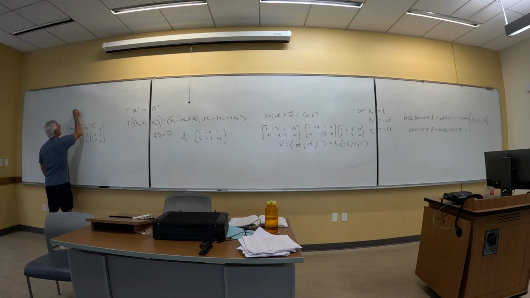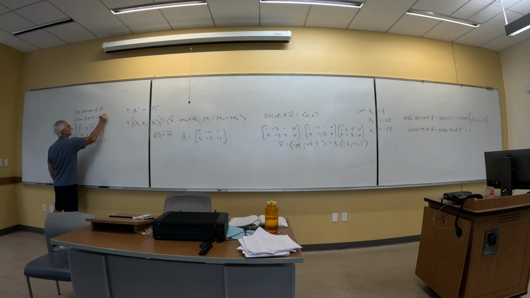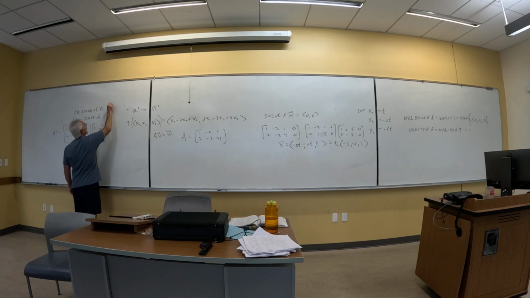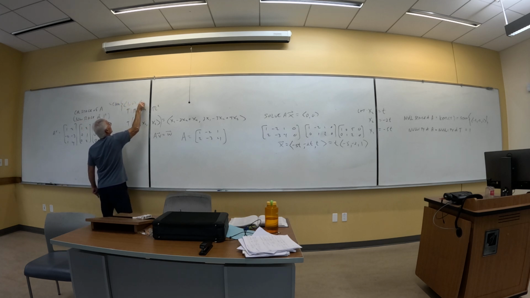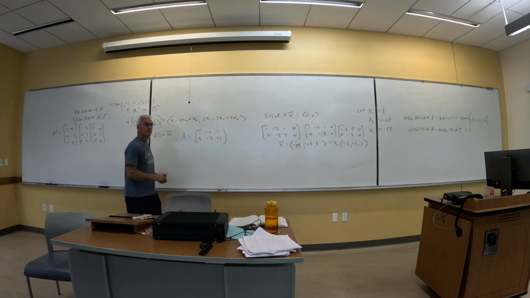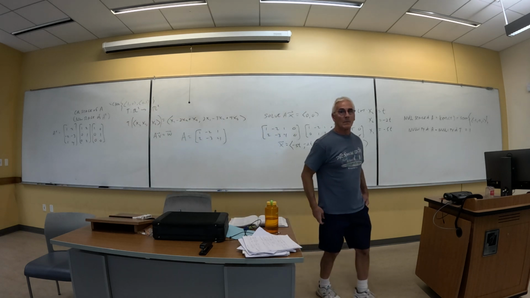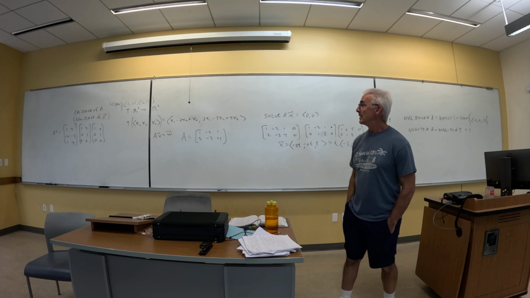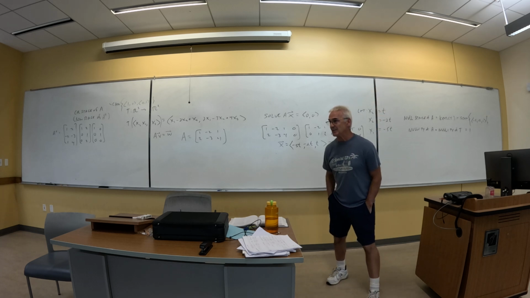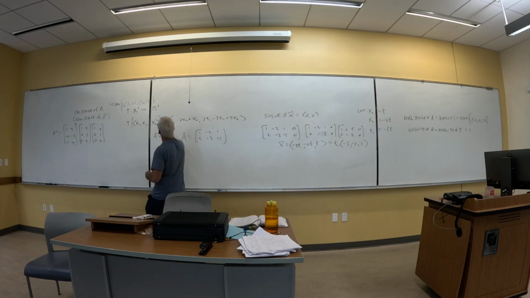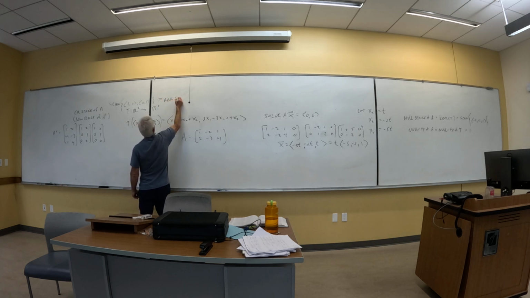Can we say that the column space of A, which is the row space of A transpose, they are the same thing, is what? It's the span of 1, 0, 0, 1. So far, so good? And that is also the range of T.